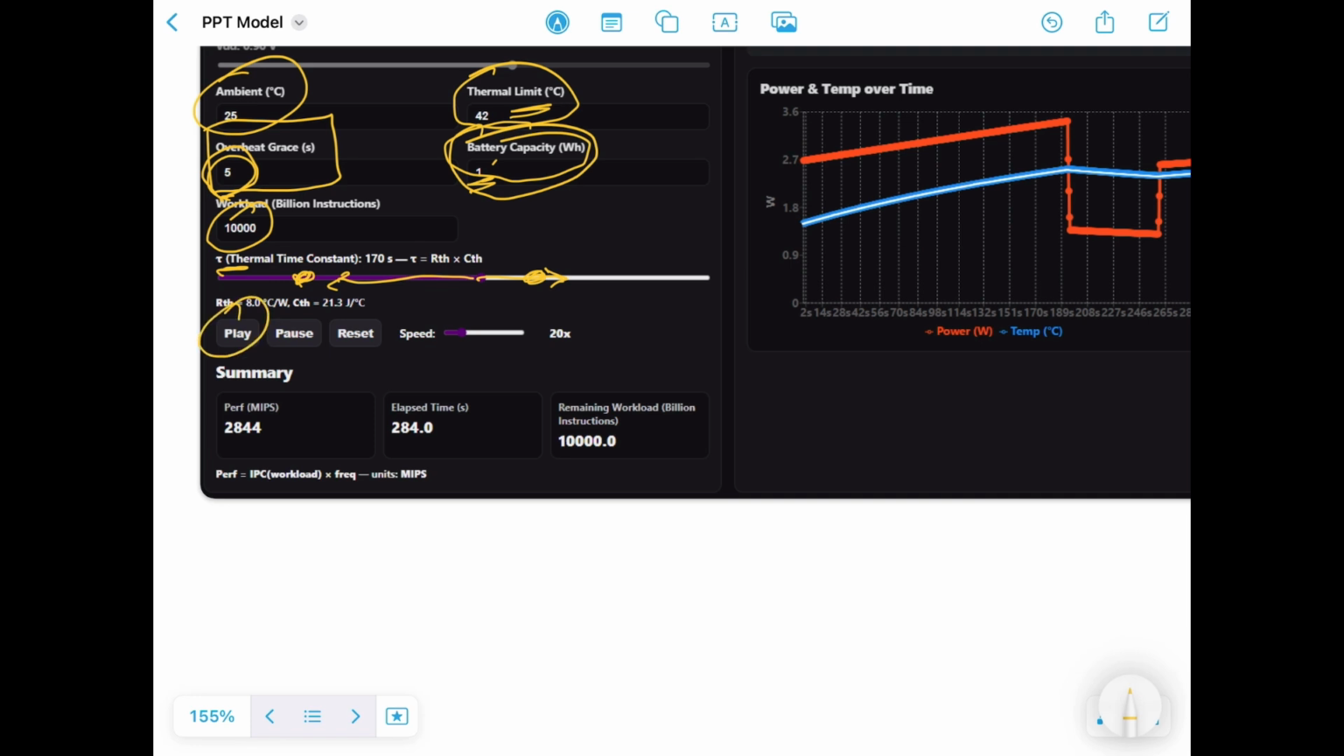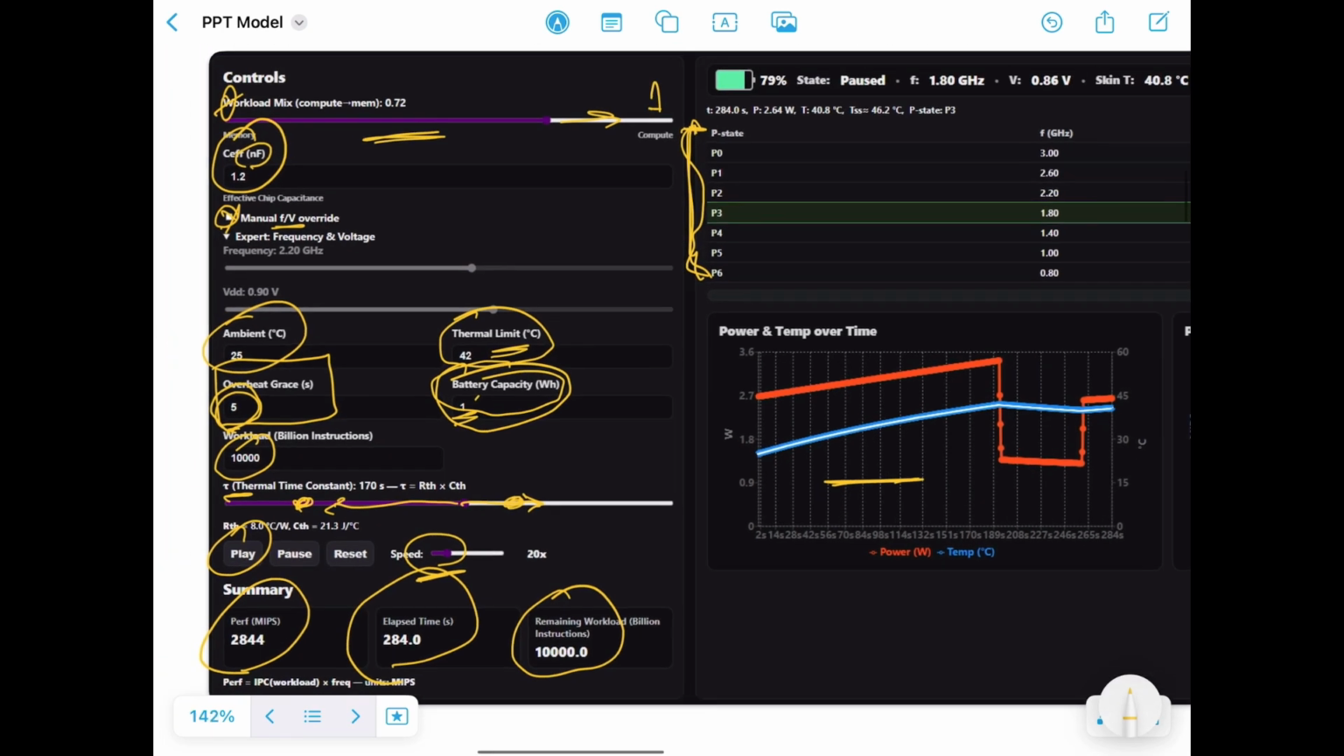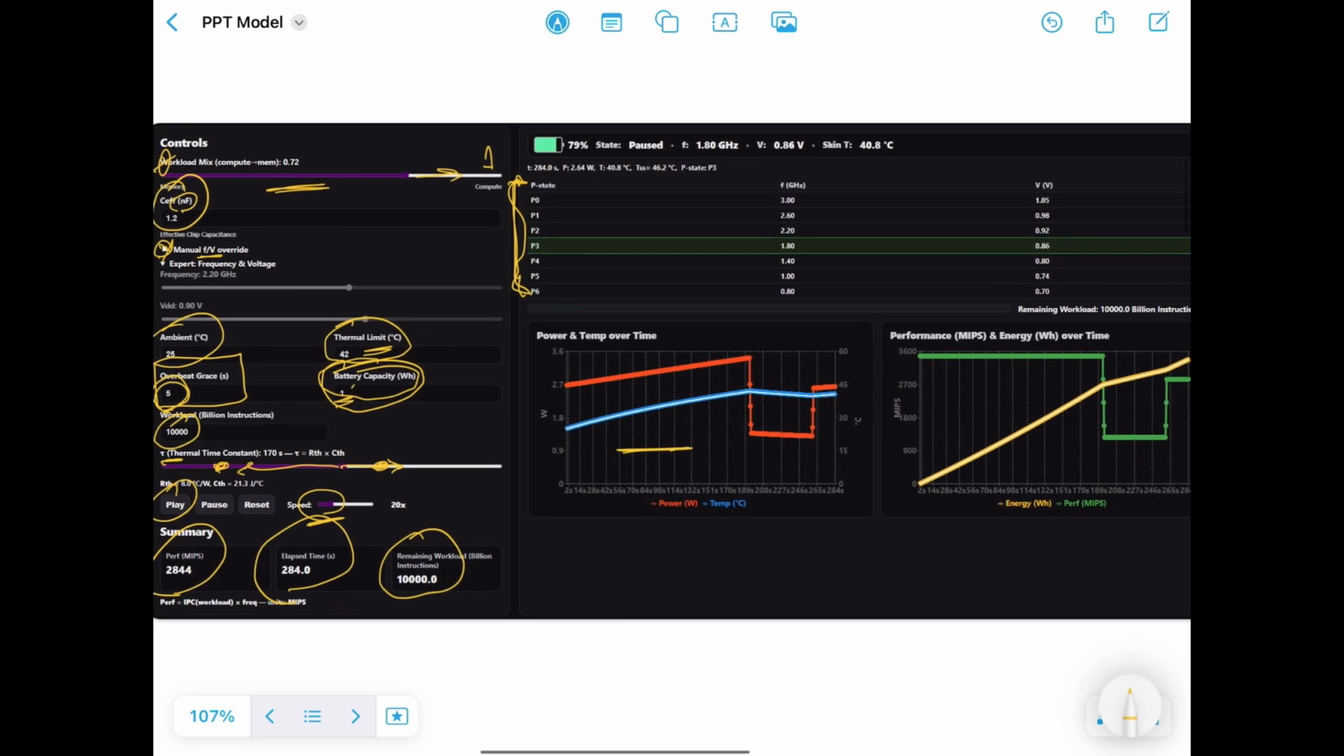So when we hit play, it will start cranking the numbers, and you will see the changes in the plots dynamically. You can also speed up the simulation by 20x, 100x if you want to see quickly how the whole thing works. And also the performance, the thing that we just described, is shown here, and it also shows the time elapsed and the amount of workload that is remaining. Okay, so that's pretty much how this simulator works.